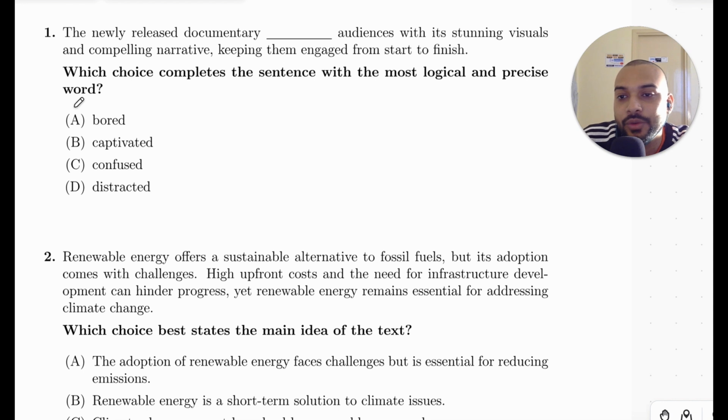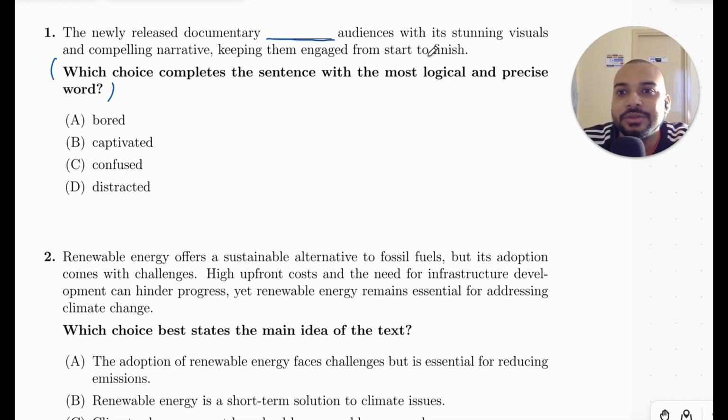First of all, we read the question instruction. Which choice completes the sentence with the most logical and precise word or phrase? Okay, so here's the blank. Identify the blank, that's part of our strategy. Then read the idea just before and the idea just after. The newly released documentary, blank, audiences with its stunning visuals and compelling narrative, keeping them engaged from start to finish.